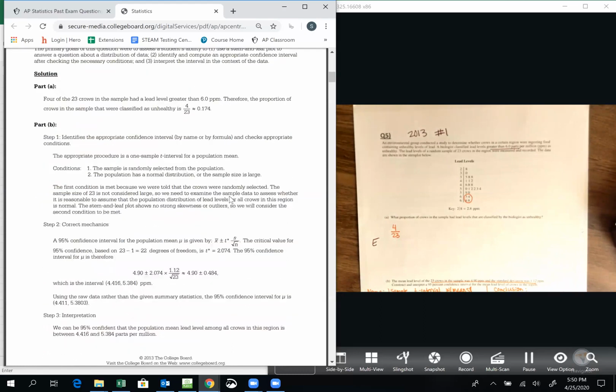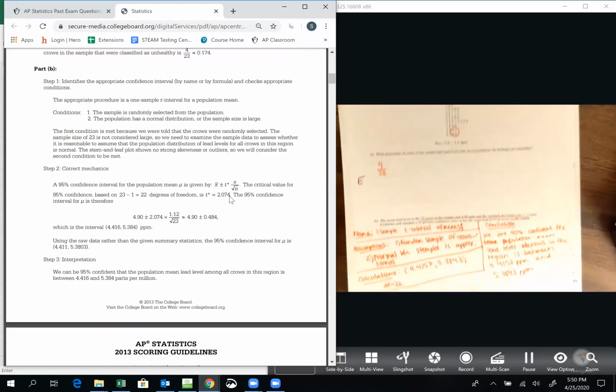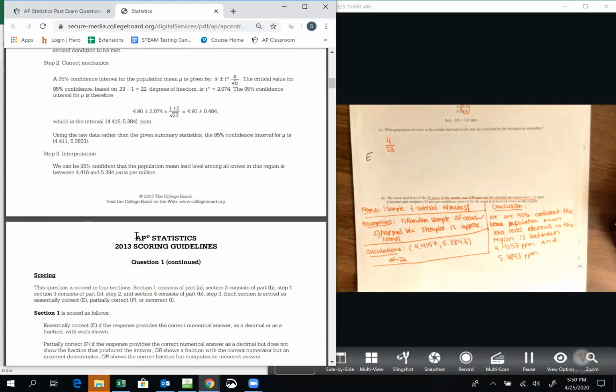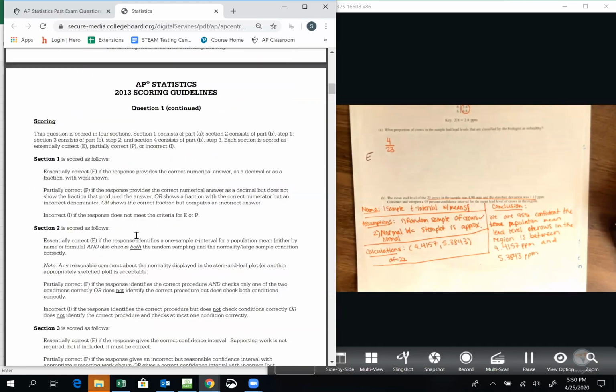Part B had you do a confidence interval. So this confidence interval was a 1 sample t interval with means. Just make sure I got the same answer as them, 4.416, yep, to 5.384, yep. So let's just jump into the scoring.